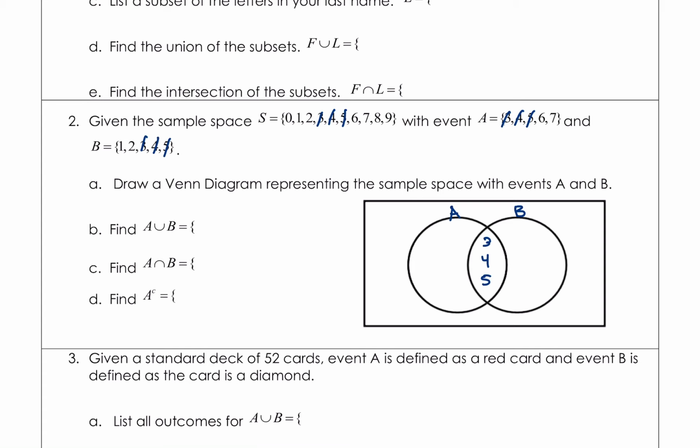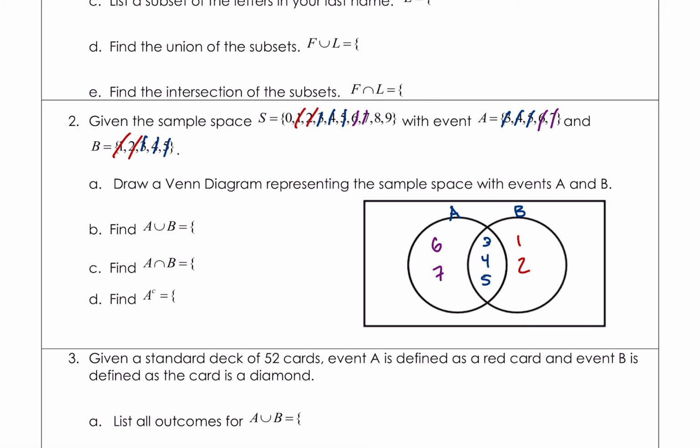Okay, now if I'm looking at just the things that are left over in event A, I've got 6 and 7. So I'll put a 6 and a 7 in here. I'll cross those out. And if I'm looking at the events left in B, I've got 1 and 2. So cross those out and put them in B. And cross them out up here.